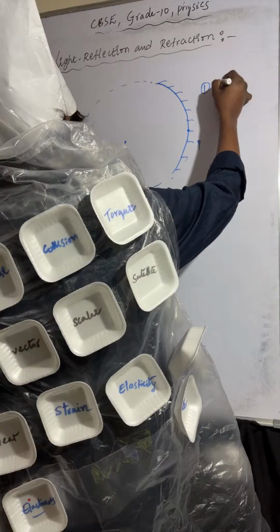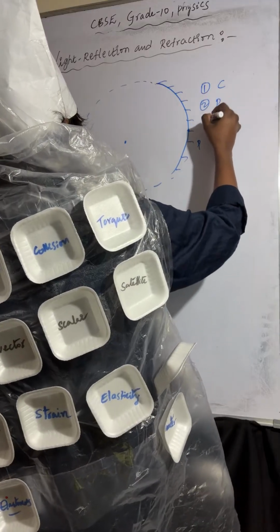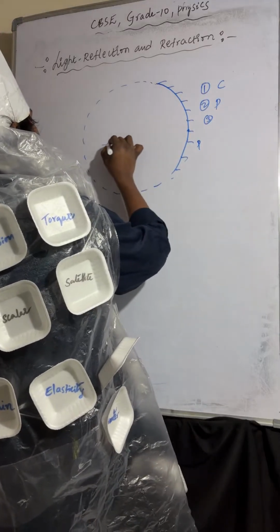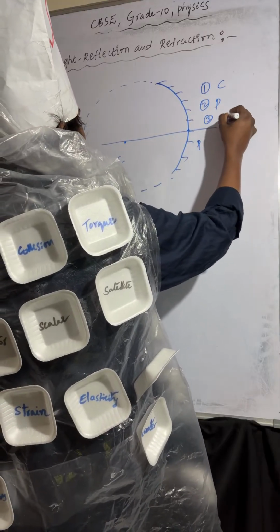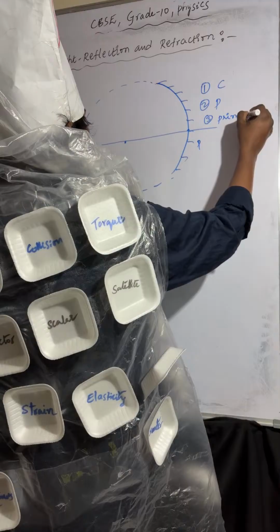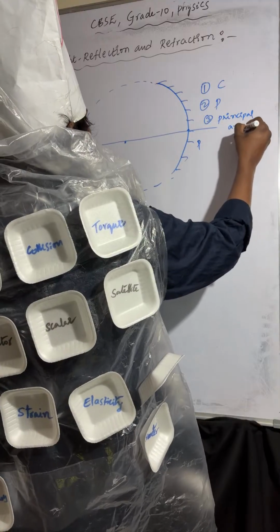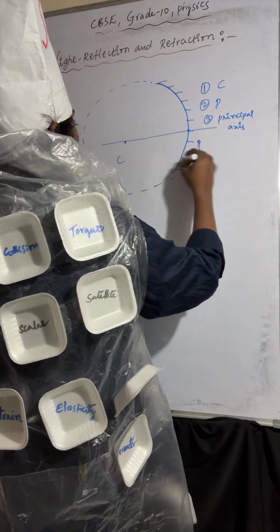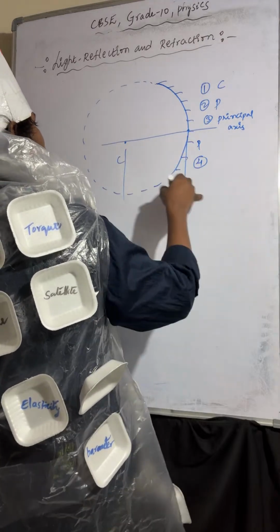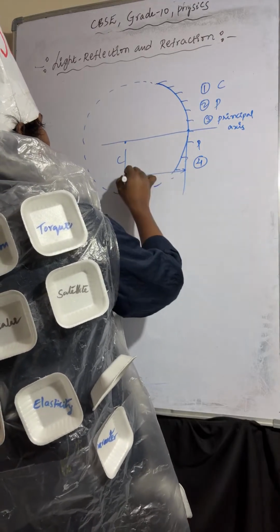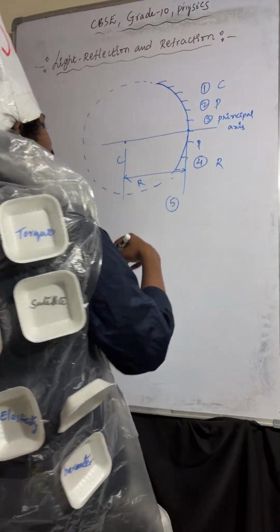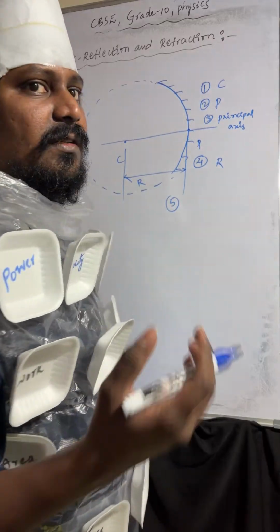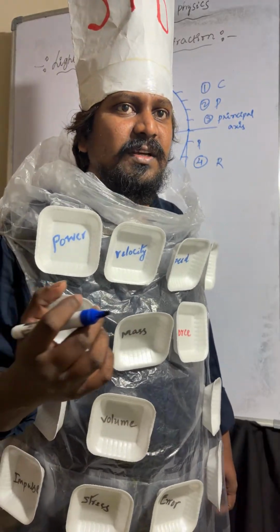The first one is the center of curvature, the second one is the pole, and the third one is the line joining the center of curvature and pole, which is called the principal axis. Coming to the fourth one, the distance between the center of curvature and the pole is called the radius of curvature.